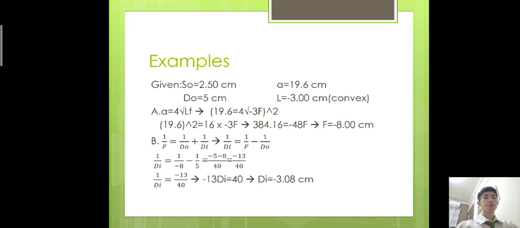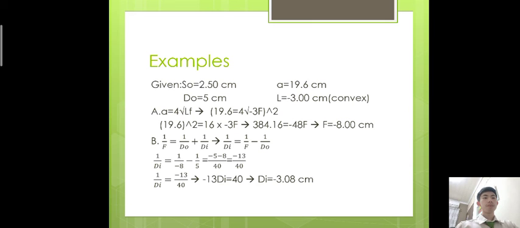Then we square both sides of the equation so that the square root can be discarded. 19.6 squared is equal to 16 times negative 3F. Then 384.16 is equal to negative 48F. F is equal to 384.16 divided by negative 48. It's equal to negative 8 centimeter.